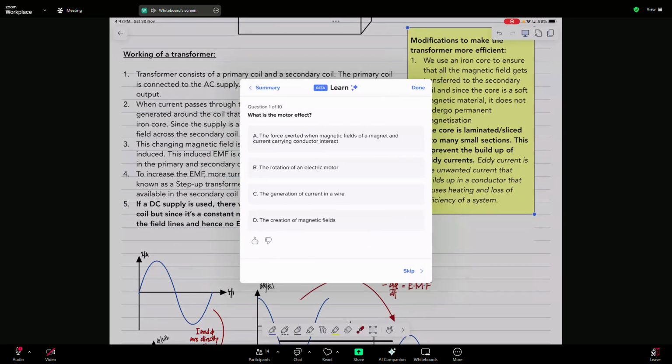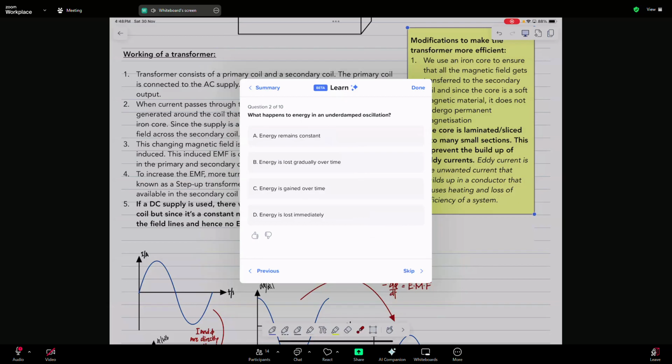The options: the force exerted when magnetic fields of magnet and current conductor interact, the rotation of an electric motor, the generation of current in a wire, the creation of magnetic field. Which one is motor effect? B, the rotation of an electric motor, is not motor effect. That's a motor, so it uses the thing, right? So A, correct.